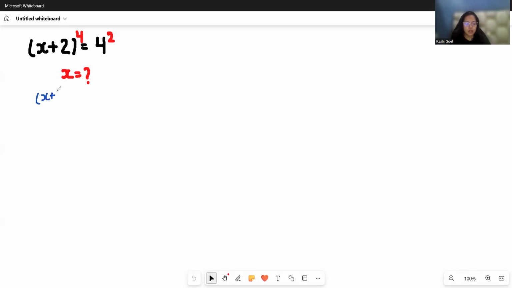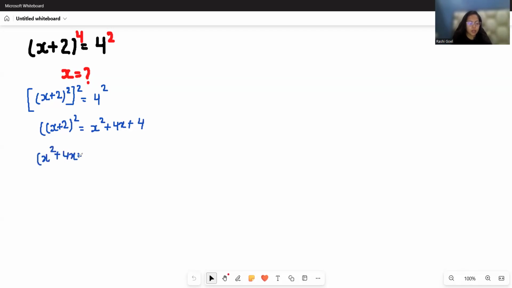So (x+2)^4, I can write it as ((x+2)^2)^2 equal 4^2. Now (x+2)^2 becomes x^2 + 4x + 4. We can write this. So this becomes (x^2 + 4x + 4)^2 equal 4^2.